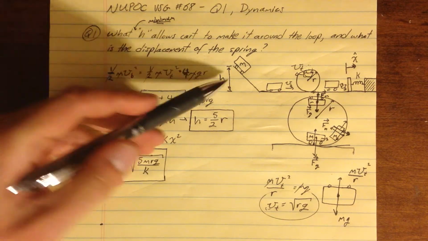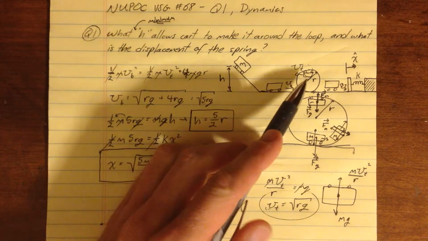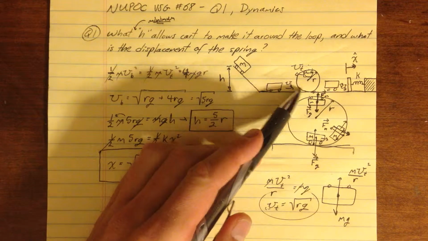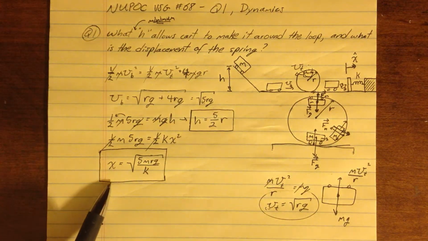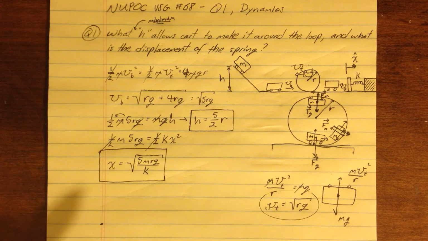So there we go. We have some hill with a minimum height of 5/2 r, where r is the radius of this loop. And when the car goes through the loop, it ends up hitting the spring and displacing it by root 5 m r g over k.